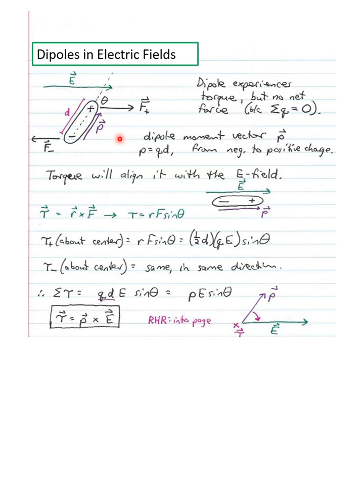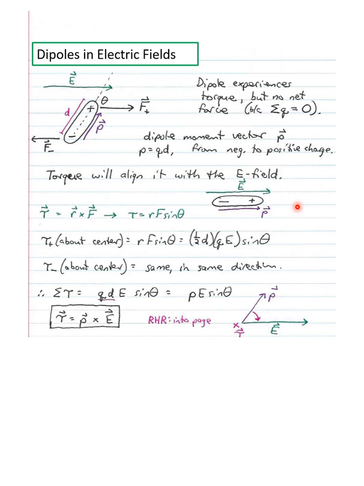It experiences no net force because, remember, the total charge on this thing is 0, so it's not going to be accelerated along in the electric field. Rather, the plus side goes one way, the negative goes the other, and we get a rotation. The torque from the electric field will align it with the electric field. So from my picture at the top that shows the force on the positive side, the force on the negative side, before long, this is what it's inclined to do. It's inclined to turn so that the dipole moment vector, p, goes along with the electric field.